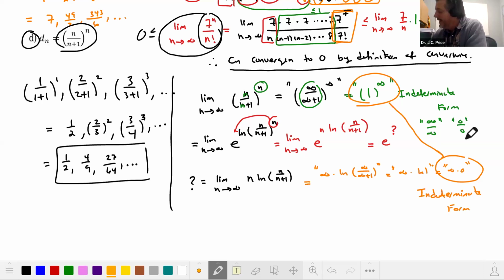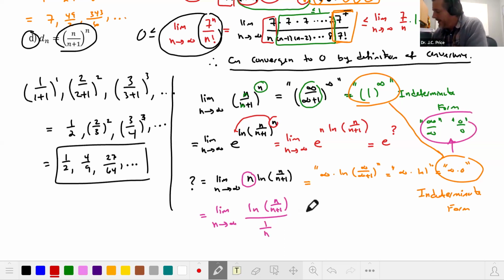And now what we want to do is somehow take this guy here and turn it into one of these guys. And we could easily do that by just doing a little bit of algebra. So this will be equal to the limit as n goes to infinity of what? ln of n divided by n plus 1, and then divided by 1 over n. And now you'll notice if you plug in infinity, you're basically going to get ln of 1 on top and 1 over infinity on the bottom. And ln of 1 is 0, and 1 over infinity is basically 0. So now it has the right type of indeterminate form, the one that we can L'Hopital.